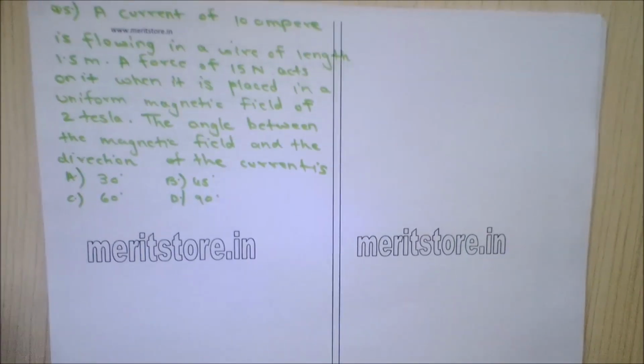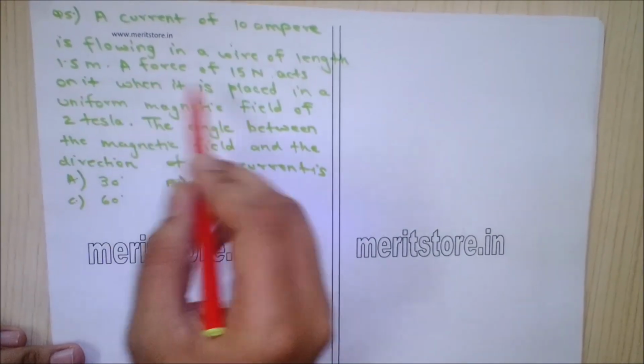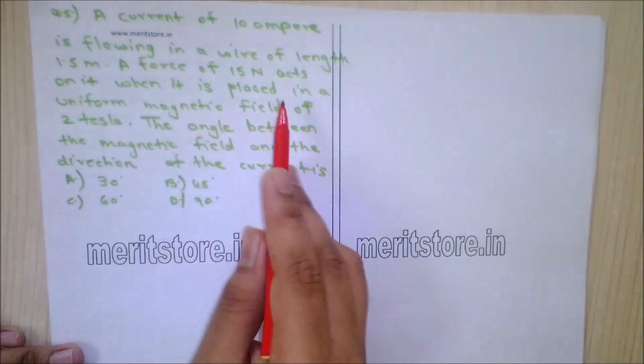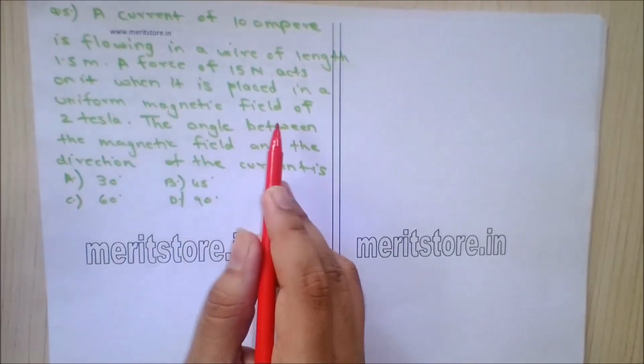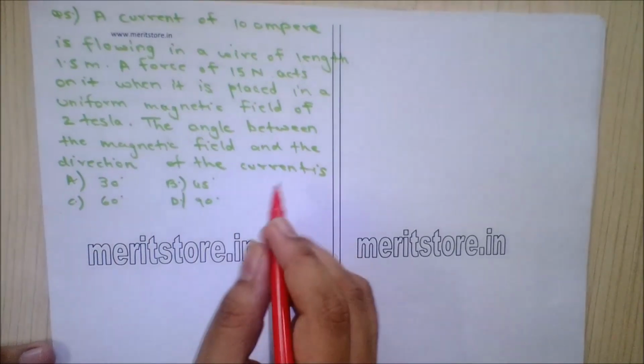Question number 5. A current of 10 ampere is flowing in a wire of length 1.5 meter. A force of 50 Newton acts on it when it is placed in a uniform magnetic field of 2 Tesla. The angle between the magnetic field and the direction of the current is.